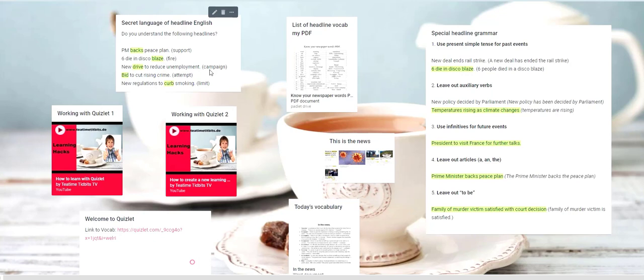The next one is bid, a bid to cut rising crime. In this case, in headlines, a bid means an attempt, a try. So an attempt to cut rising crime. And the last one, new regulations to curb smoking. Curb in this case means to limit or to restrict. So there are new regulations to curb smoking, to limit smoking.